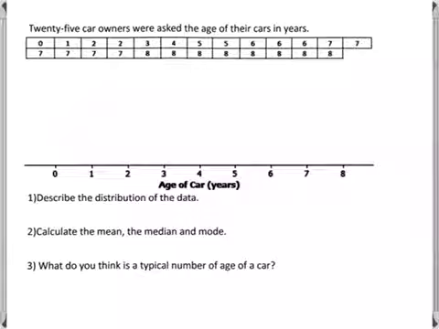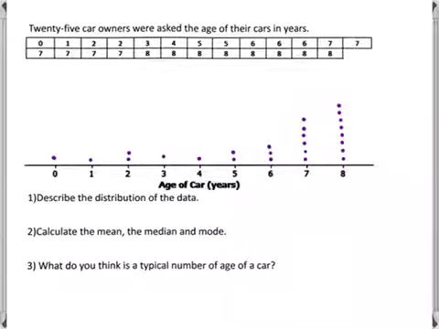25 car owners were asked the age of their cars in years. So we want to take a second and create the dot plot using the values given, and then we'll answer the following questions. So I have my dot plot, and now I need to describe the distribution of the data.